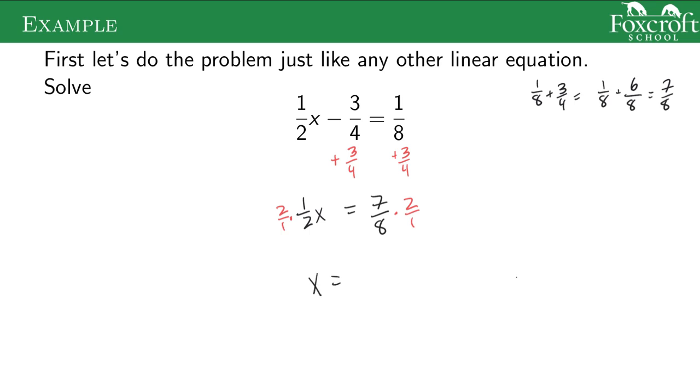On the right-hand side, 7 times 2 is 14/8. And that fraction simplifies. 14 and 8 are both divisible by 2, so I can simplify that to 7/4. So my final answer is 7/4. If you're comfortable doing it this way, you really don't have to watch the rest of the video. You can just work with your fractions all the time.